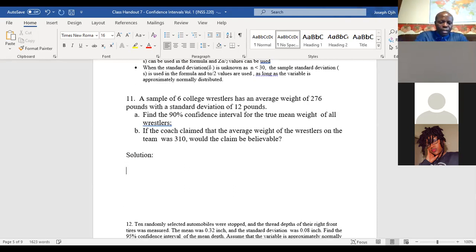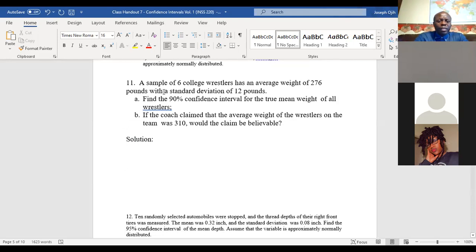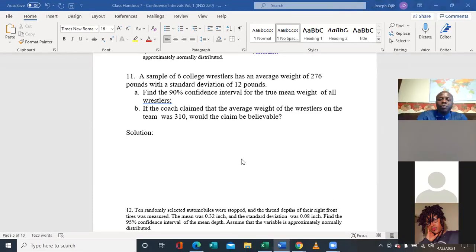Now, one thing about this example is that the sample size is small, 6. They say the standard deviation for this sample of 6 is 12 pounds. How about the population standard deviation? We don't know. So this example qualifies for this approach because the sample size is small and we don't know the population standard deviation. It means we'll be using the t distribution table for this.